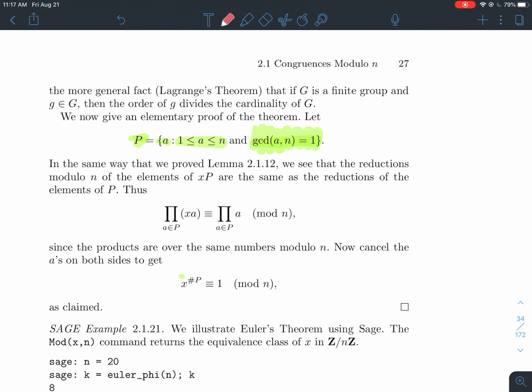So just to say, what if your P had, I don't know, 2 things in it, then you would have something like x times a1 times x times a2, and that should be congruent to just a1 times a2. What are we trying to say? I'm saying that because these elements are relatively prime to n, mod n at the end, that's how I get 1.